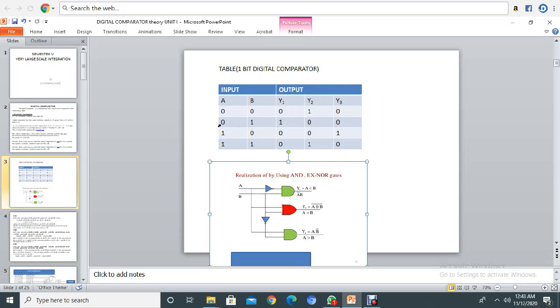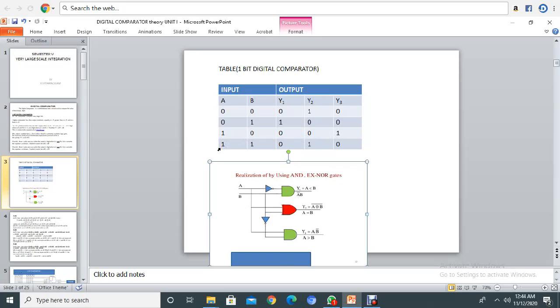Next case, A is equal to 0, B is equal to 1. That means A is less than B. So Y1 is equal to 1. A is less than B, so Y1 is equal to 1. In the next case, A is 1, B is equal to 0. So A is greater than B. So Y3 will be 1.